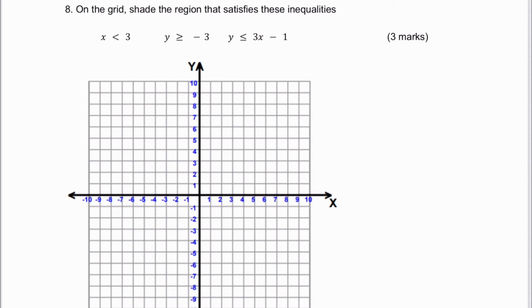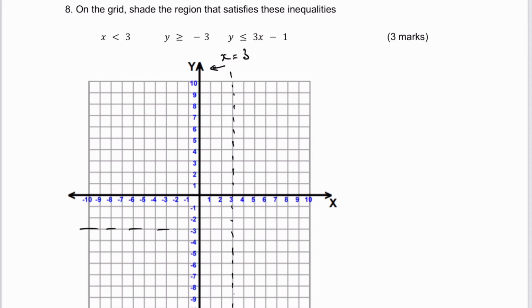Okay, so shading the region that satisfies these inequalities. Well, the first one is going to be x is less than minus 3. So what we're basically saying is that if we have a line along here, this particular line is going to be where x equals 3. So therefore the values of x are going to be less than that value. Okay, similarly with y equals minus 3 is a line that goes along here.